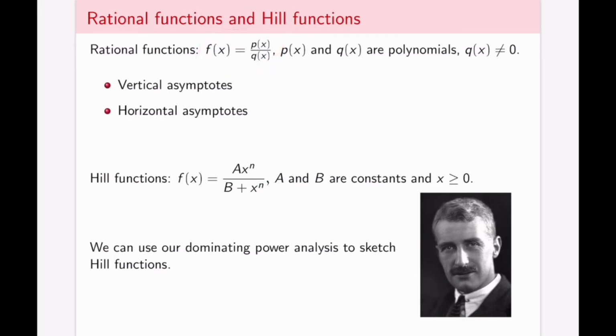f(x) is a polynomial p(x) divided by the polynomial q(x), so a ratio of two polynomial functions. Now, of course, we cannot divide by 0, so the denominator here will not be allowed to be 0. Rational functions come with asymptotes: vertical asymptotes, horizontal asymptotes, and slant asymptotes, which we will not really talk about, so I'm not going to review.